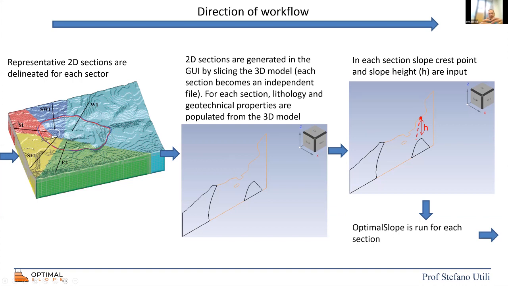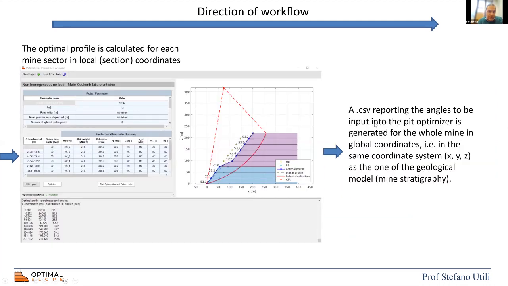This crest point clearly will be given by a preliminary analysis. So you will always have a preliminary analysis where you specify more or less where you expect the crest of your slope, or sometimes there are constraints in terms of space, so you have not much of a choice. Either way, you will have a crest point. Then you specify a depth, so how much the overall depth is, and then the software will find the optimal shape for you.